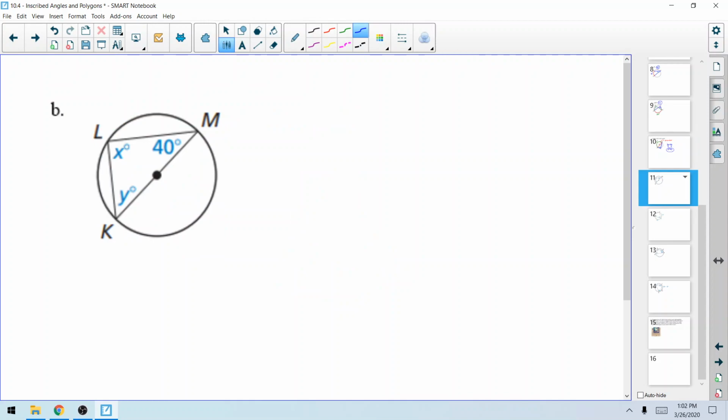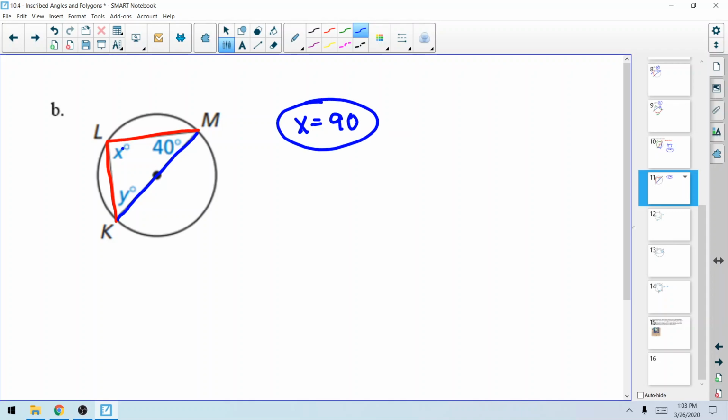Letter B. Okay, so the first one I'm going to look at, I'm going to come over here. Kind of the same idea. I'm looking at x degrees. I know that going across here, that's my diameter, which means once again, x has to be 90. That's a right triangle.